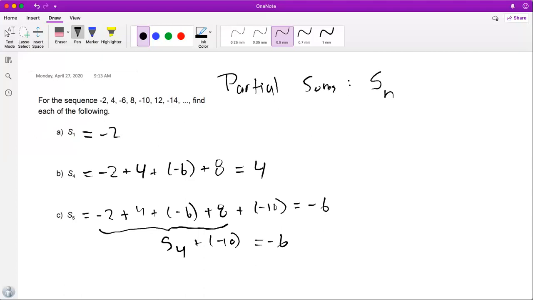So you could have done this by just doing S4 plus -10, which is also -6. Since we already knew what the sum of the first four terms was, 4, we just have to add the fifth term to get S5. Now I could say, well, S6 would be you just add the sixth term to this. 1, 2, 3, 4, 5, 6. The sixth term, S6, is -6 plus 12, which is 6. So you don't actually have to add all 6 terms every time if you've already done it back here. So that's the very basics of what sequences and sums are. And we will do sigma notation in the next video.